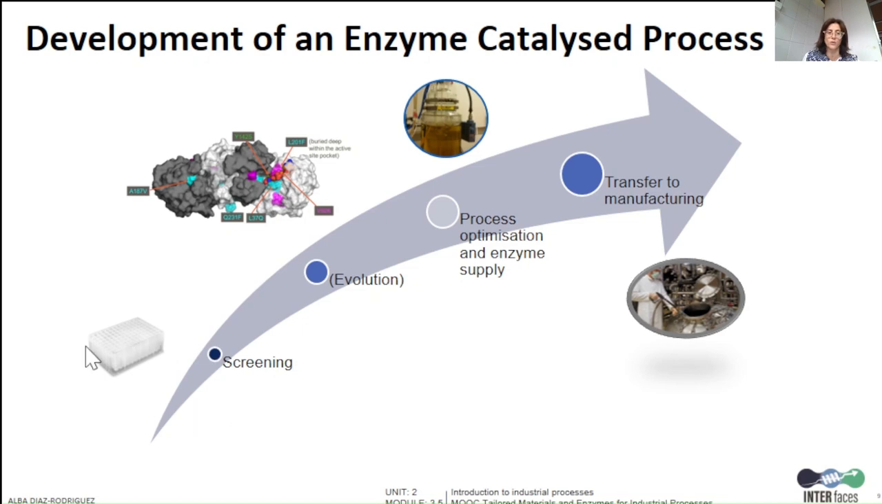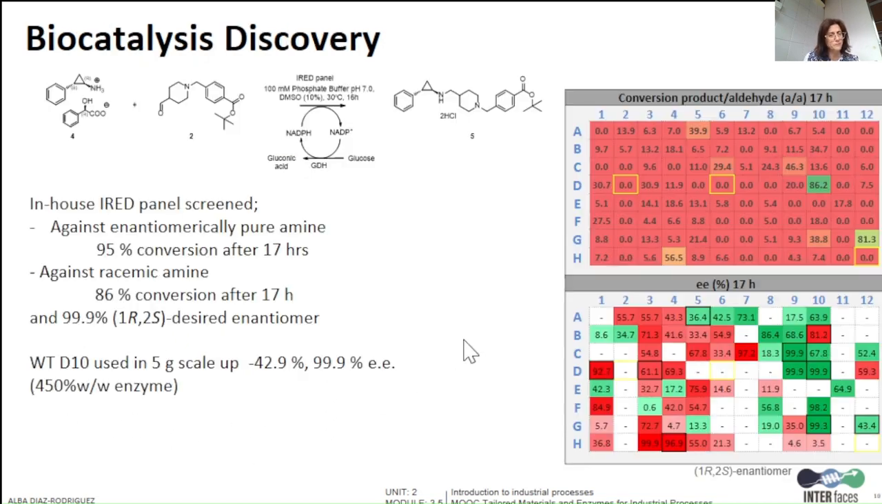So we first started with the first stage screening. And this is the reaction that we tried. This is a reductive amination again between the aldehyde 2 and the amine 4 using imine reductases in phosphate buffer, using DMSO as cosolvent and NADPH as cofactor and glucose dehydrogenase as recycling system. We first screened our in-house IRED panel against the enantiomerically pure amine 4. And we were really happy to see conversions higher than 95% after 17 hours.